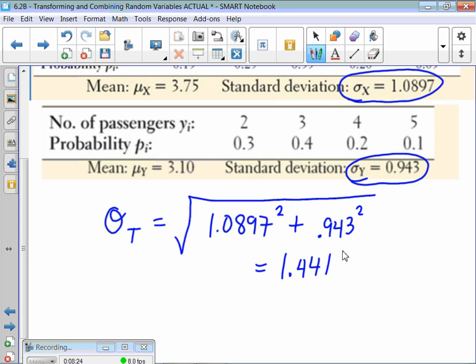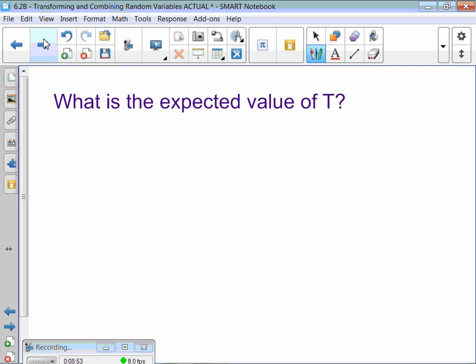Jordan, what do you think? Yep, of the sum of the passengers, right? And what does standard deviation mean? Yep, typical distance from the mean. So our mean was 6.85, right? Which was the average number of passengers of both tours. So this would be the typical difference, or how much we're typically off from the mean. We're going to be off by about 1.4 passengers, okay?